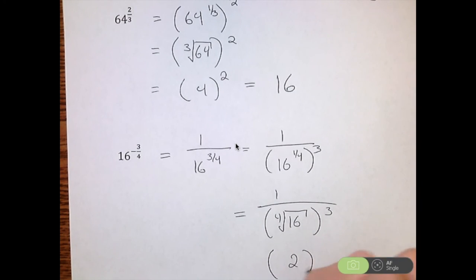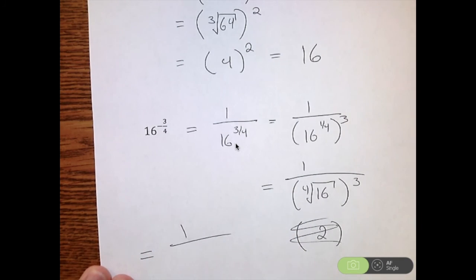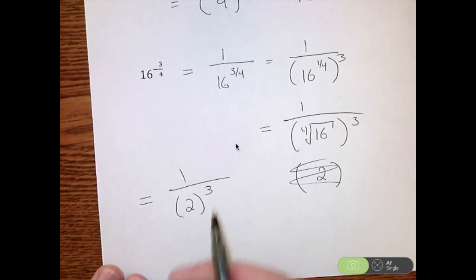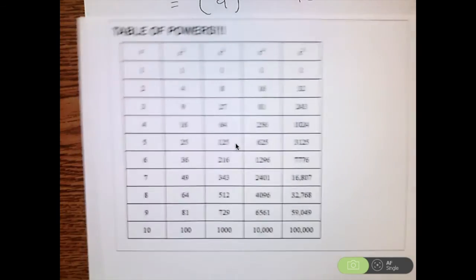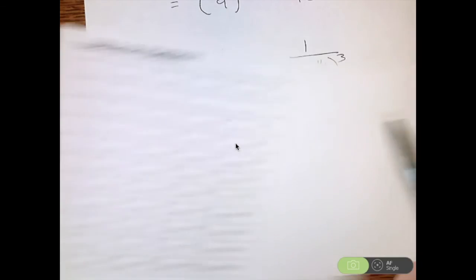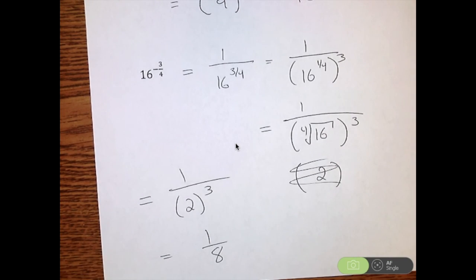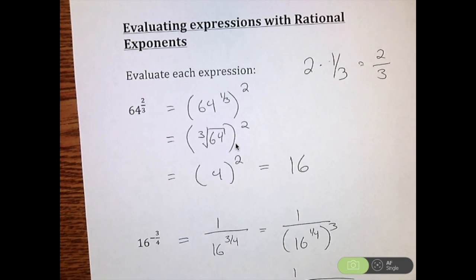I kind of ran out of room there, so I'm going to rewrite that over here. So I'm going to have 1 over 2 to the 3rd power. Well, what's 2 to the 3rd power? If you're not really sure, you could use a calculator. If you didn't have one, use a table. So 2 to the 3rd power is 8. So I get 1/8. And that was evaluating expressions with rational exponents.